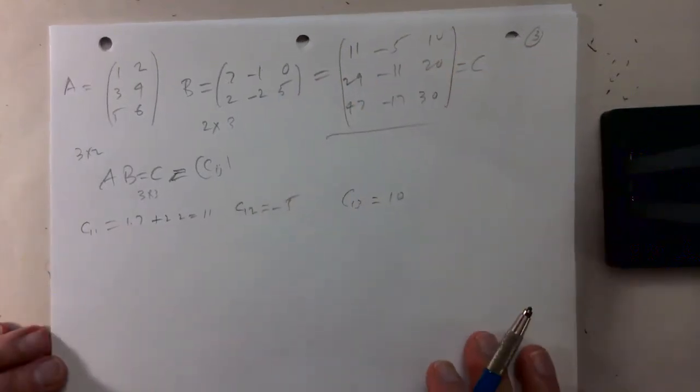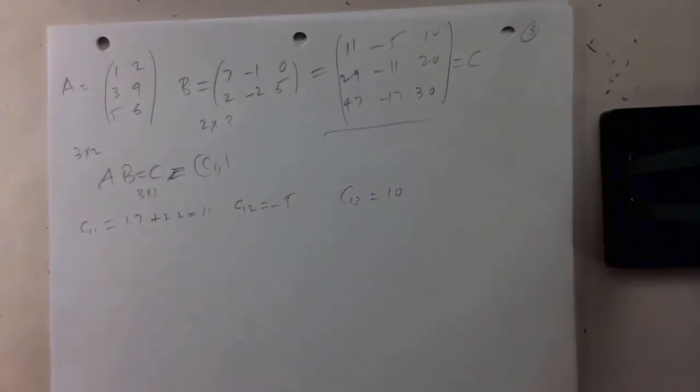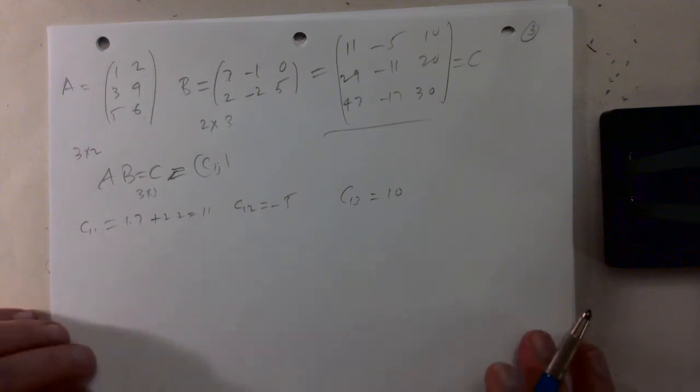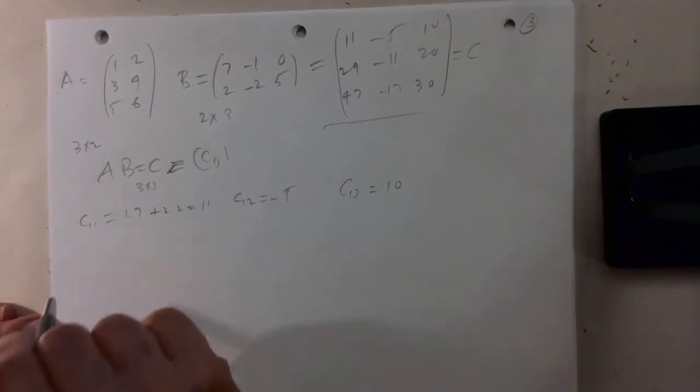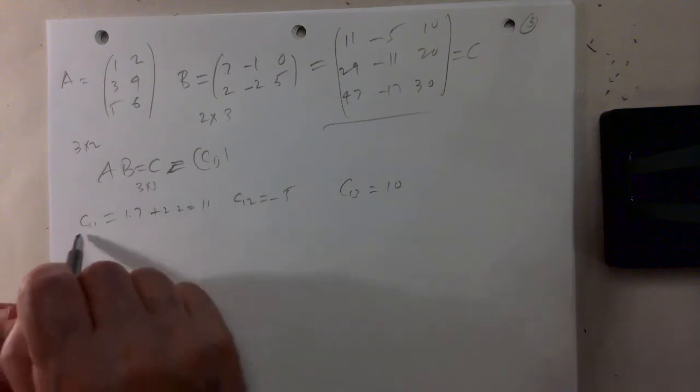So hopefully I did this correctly. And you need to check that this is the way you can multiply matrices. What are some properties of matrix multiplication?